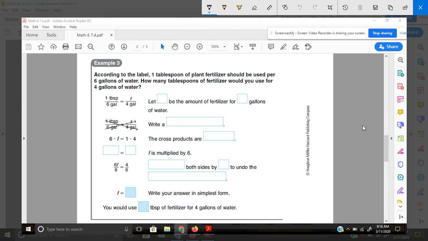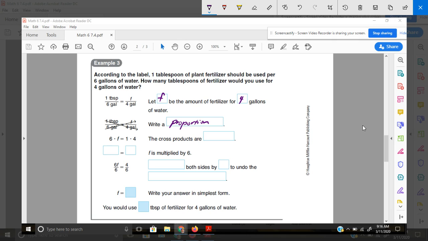But what we want to know is how many tablespoons if we only are going to use 4 gallons of water. So 1 to 6 is equal to something over 4. And here, F is going to be the amount of fertilizer for 4 gallons of water. So we are going to write a proportion, which we did here. Here's our proportion.